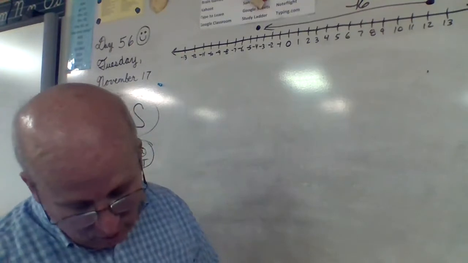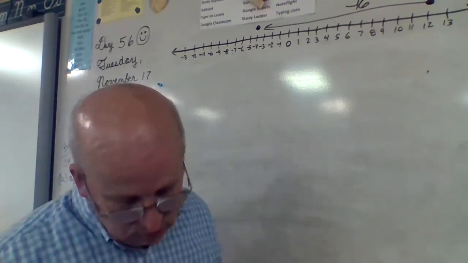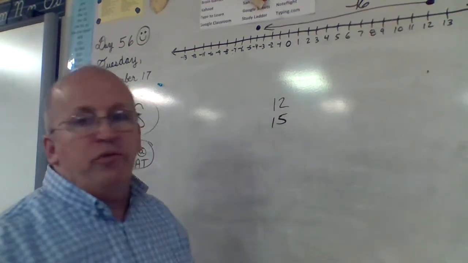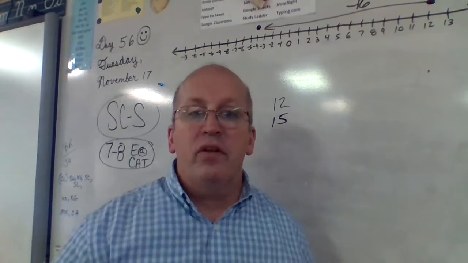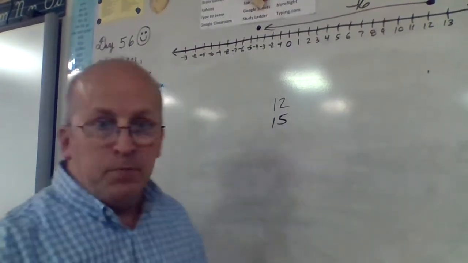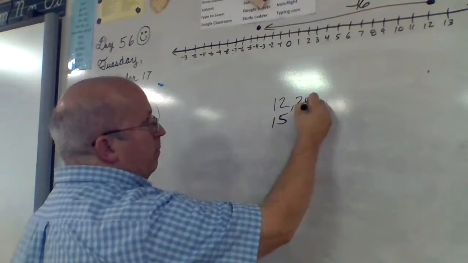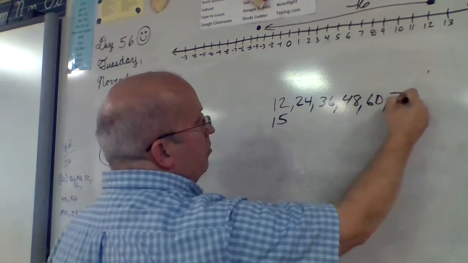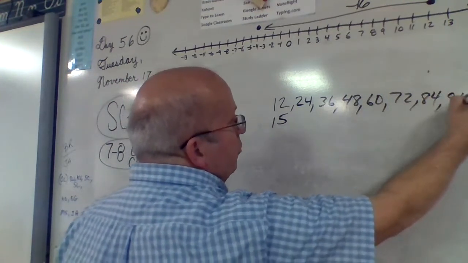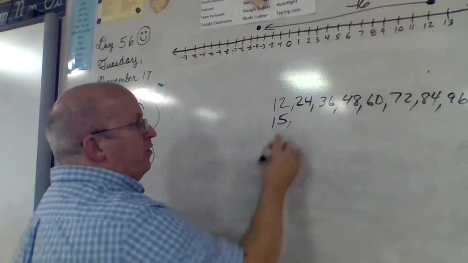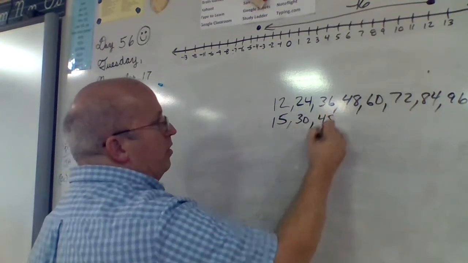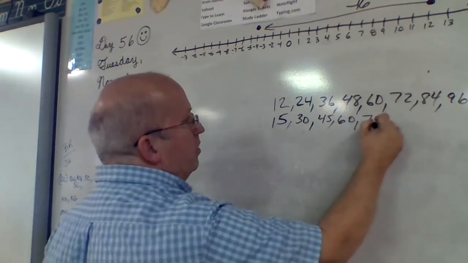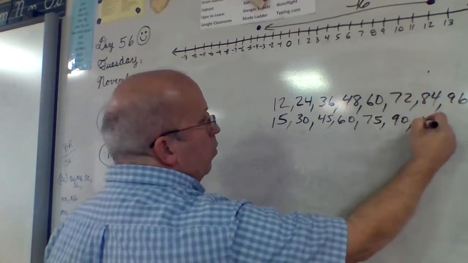So let's talk about 12 and 15. If somebody said to you, find the least common multiple of 12 and 15, I'm going to do it 2 different ways. First method, let's list the multiples of 12: 12, 24, 36, 48, 60, 72, 84, 96. And how about some multiples of 15? 15, 30, 45, 60, 75, 90, 105.